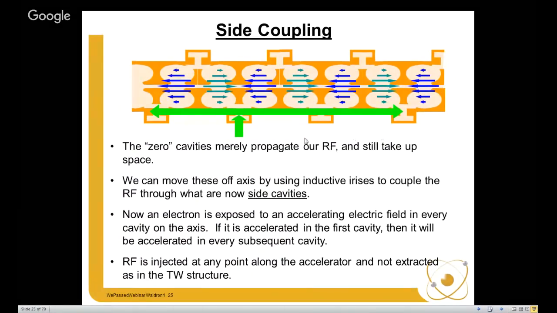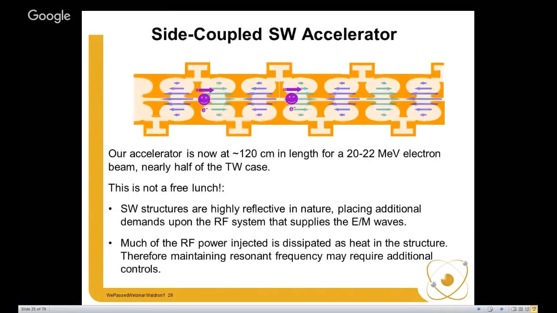One point about standing wave accelerators, and that is that the RF is never extracted. It's largely converted to heat, and this creates some issues down the road. But on the other hand, our accelerators are now between 100 and 120 centimeters in length to get a 20 to 22 MeV electron beam.